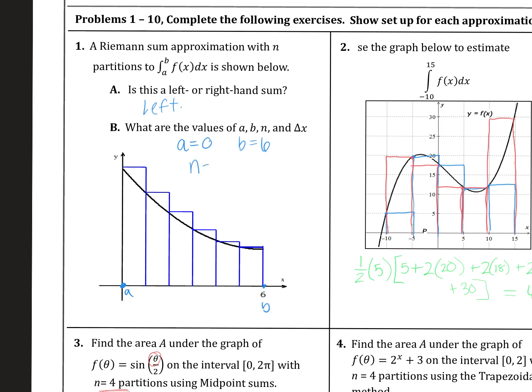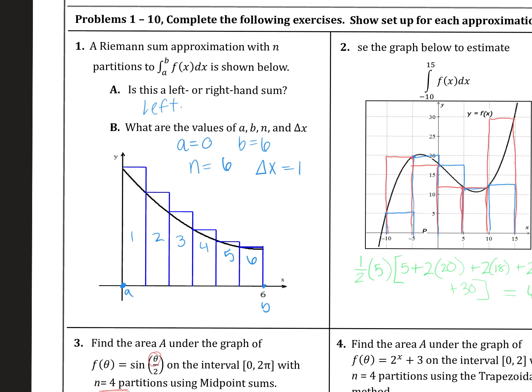Okay, N is 6 because we have 6 rectangles. 1, 2, 3. And delta X is 1 because each rectangle has a width of 1. Hey, I got this.